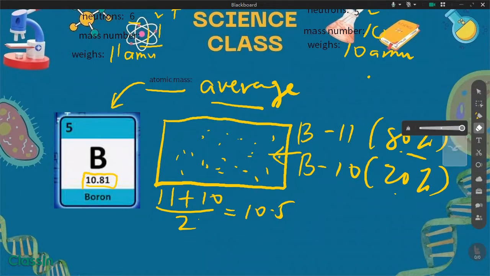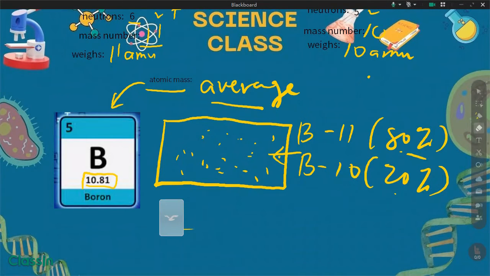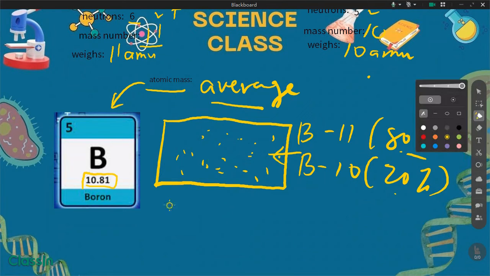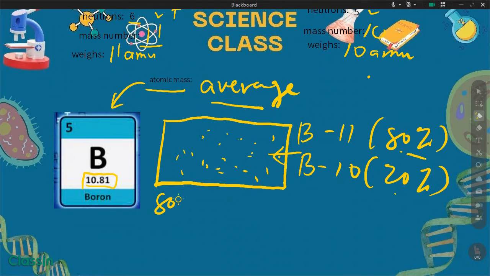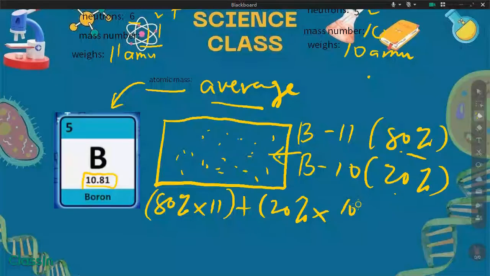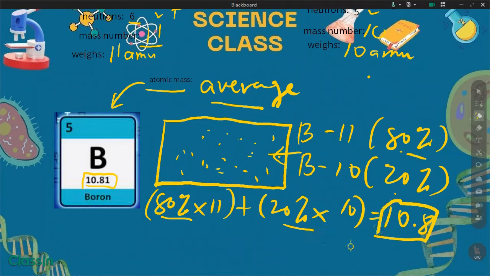So how are we going to look for the atomic mass number? We're going to multiply 80% times 11, and add it to 20% of boron 10. If you multiply this and add it with 20% of boron 10, you will get 10.8 as your atomic mass. And this is how they get your atomic mass.